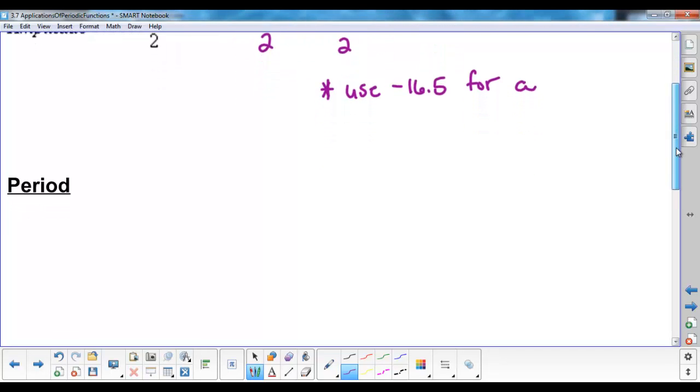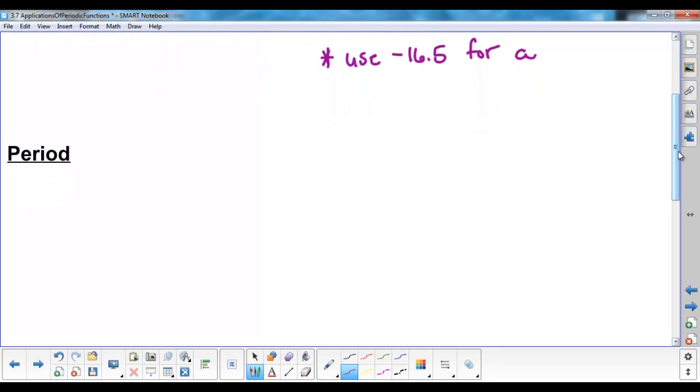Okay, let's go on. Now the period. It told us that it took 2 minutes to make one complete revolution. But as I mentioned earlier, the equation wants t in seconds. So that's something to take note of. We need to convert the 2 minutes it takes to make one complete revolution into seconds.